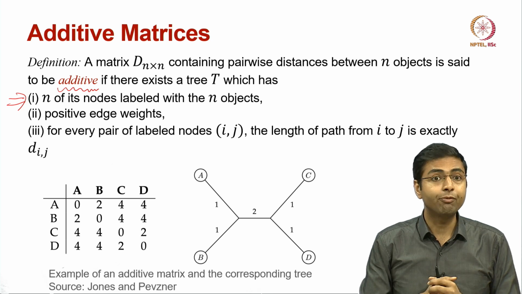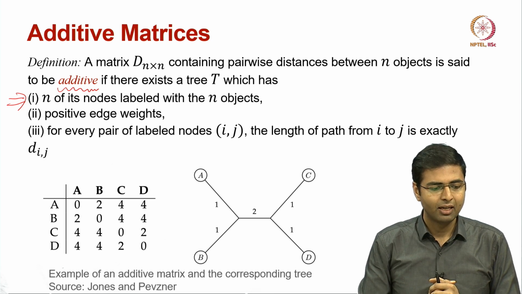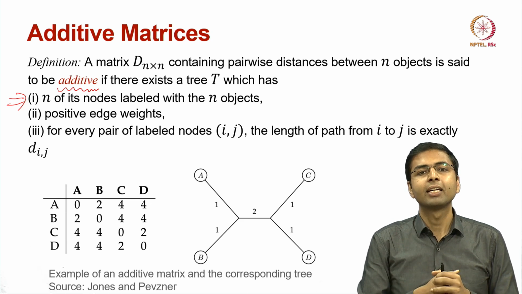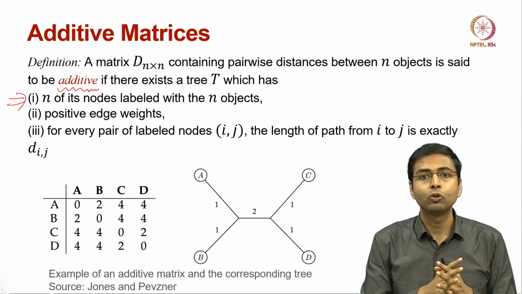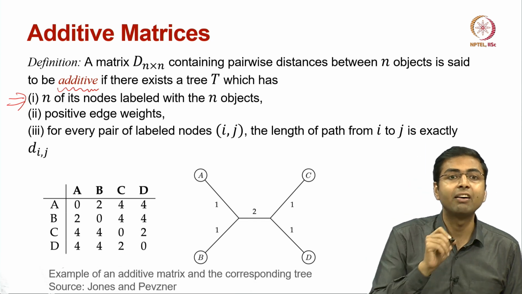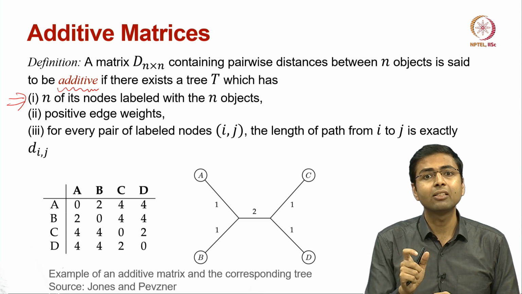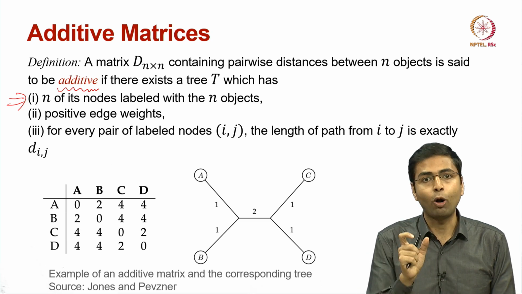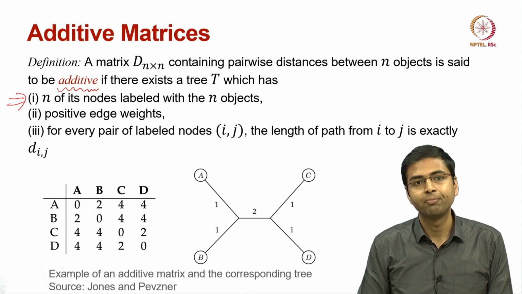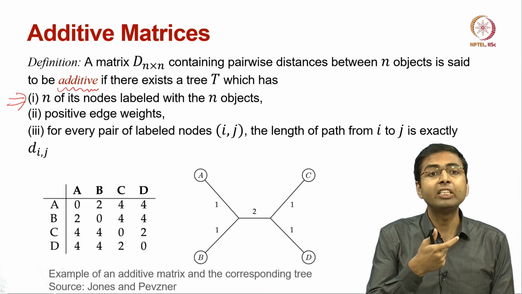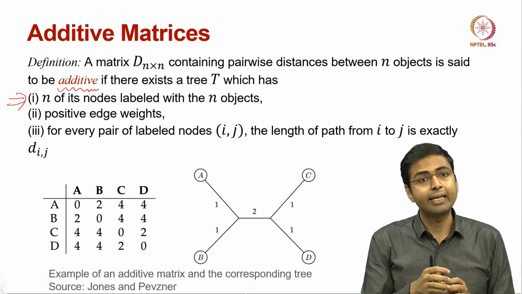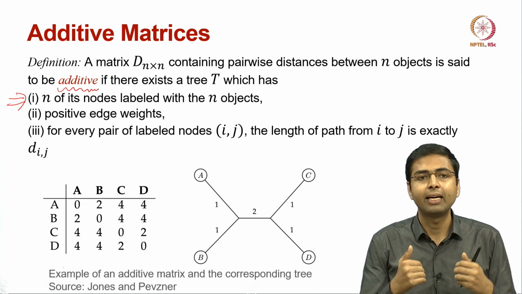Now this tree must have positive edge weights, and for every pair of labeled nodes i, j, the length of the path from i to j should be exactly dij. That is, it must be consistent with the given matrix. The path length between every pair of objects must be consistent with the given matrix D. And if there is a tree that satisfies all these 3 properties, then we can say that the given matrix D is additive.